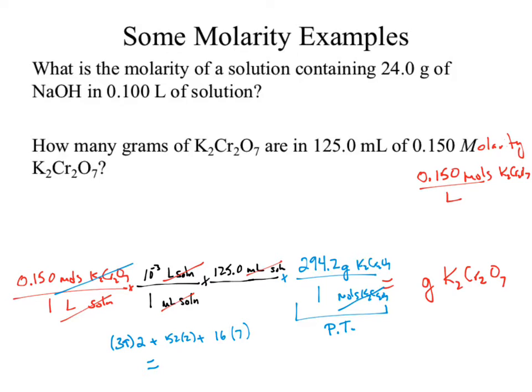My moles cancel, and I would now have grams of potassium dichromate. It's now just a question of entering it into the calculator, and I'm done. Make sense? What's the question, Ethan?